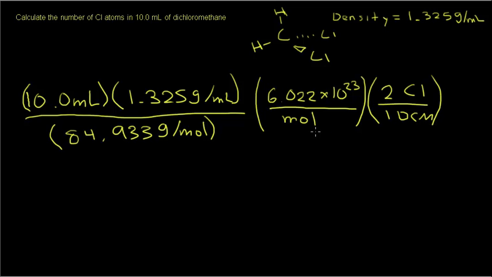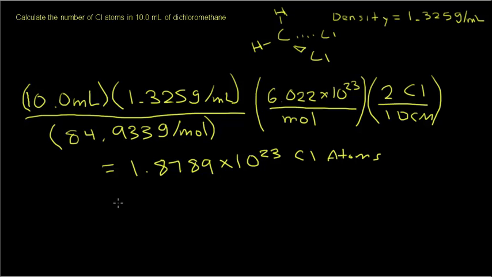So now we can go ahead and multiply everything through here, and we can get that this above here equals 1.8789 times 10 to the 23rd chlorine atoms. Now we're not done yet.